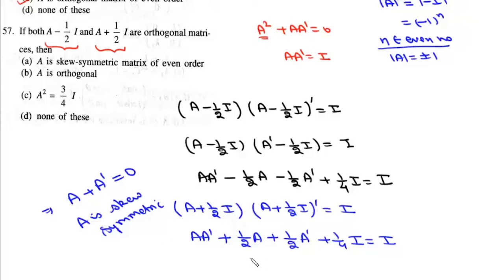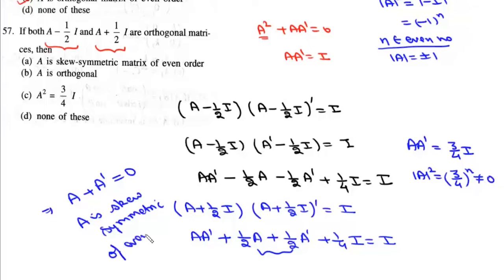Now if A is skew-symmetric, then A plus A transpose is 0. We can write A A' will be 3/4 I, or determinant of A square will be (3/4) to the power n. Now we know that the determinant of a skew-symmetric matrix is 0 if it is of odd order, and this determinant is non-zero. That means it is a skew-symmetric matrix of even order. So it should be this option A.